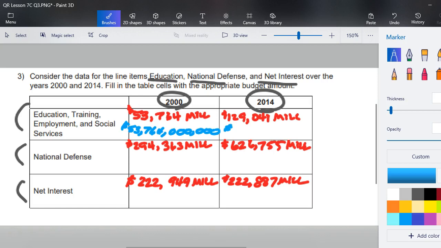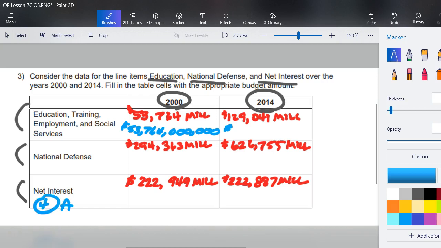Again, if you have not completed question 4, hit pause, do question 4, and then come back and let's walk through it together. Question 4 says we're going to focus on the education budget. Part A says what's the absolute change in the amount of money allocated to education from 2000 to 2014. Absolute change is also called additive reasoning.